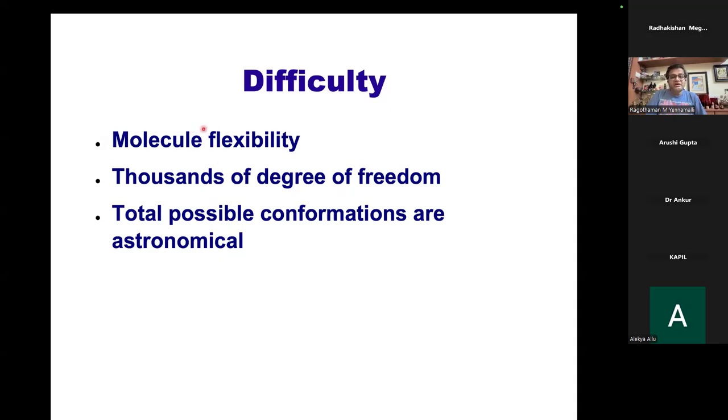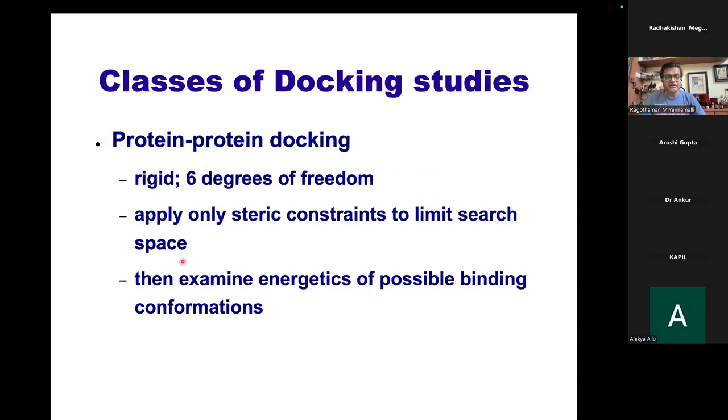So when we take both the flexibility of the receptor and the ligand, the number of combinations is astronomical. So how do we do this? How do we solve this problem of finding the optimal configuration?